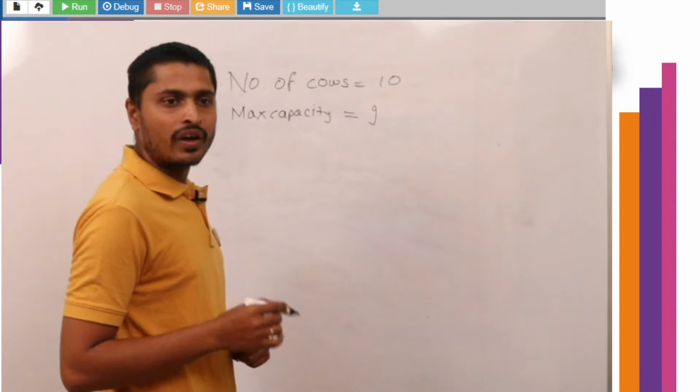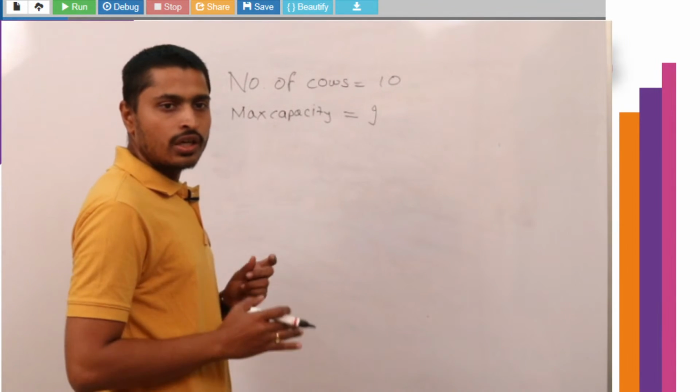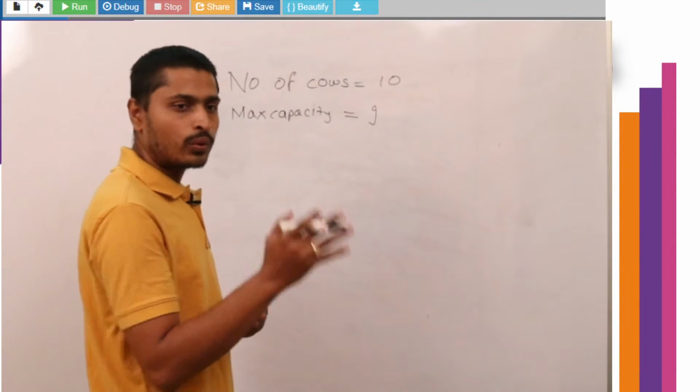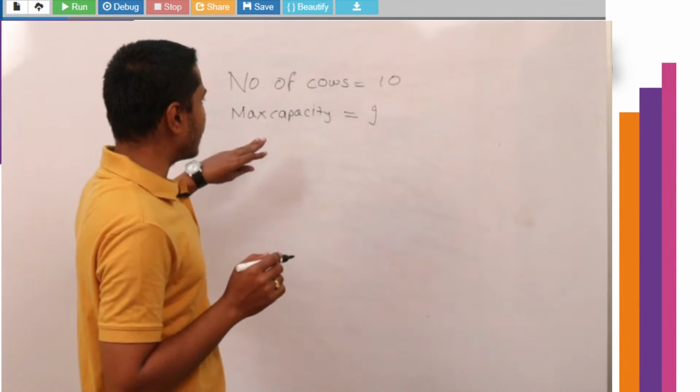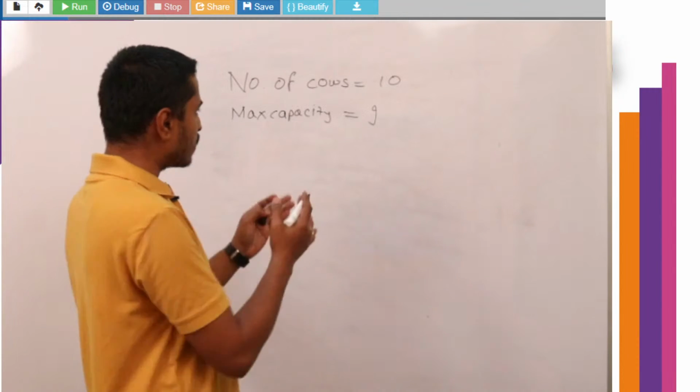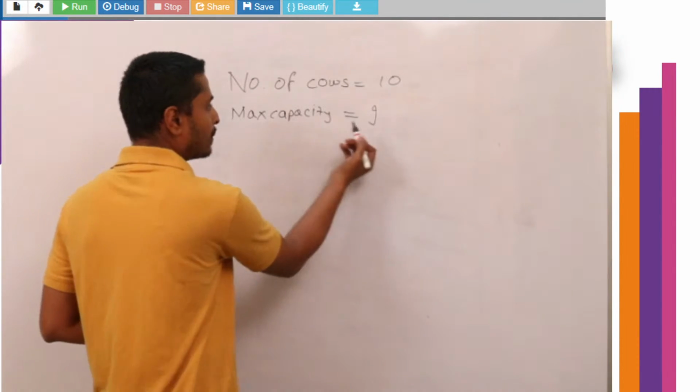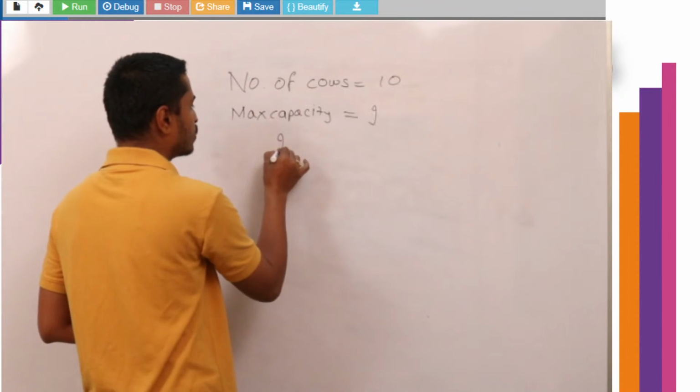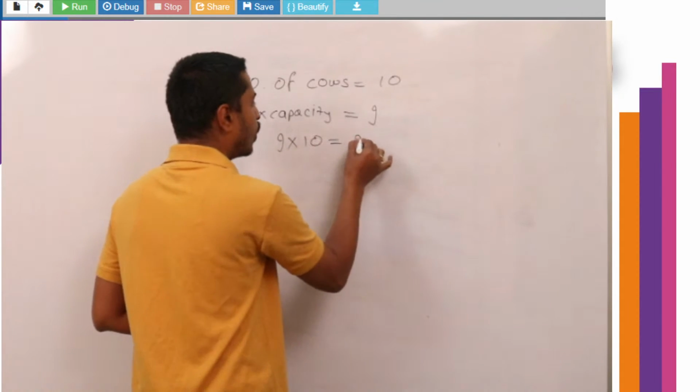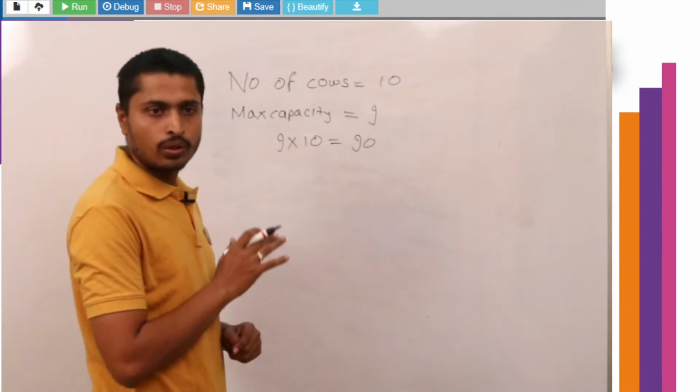Write a program to find the total milk produced if the data comes in serial manner without any space. So we can understand how much the maximum collection possible is. Maximum capacity is 9 and the number of cows is 10. So 9 into 10, that is not more than 90. So not more than 90.